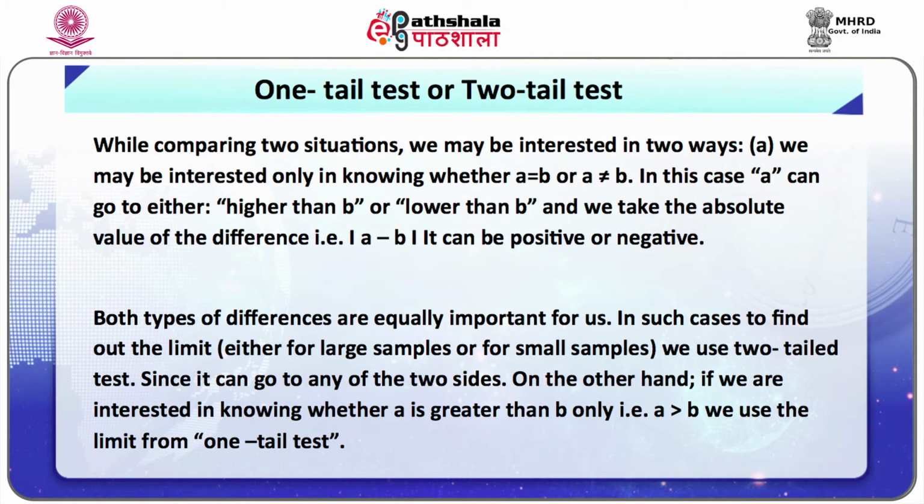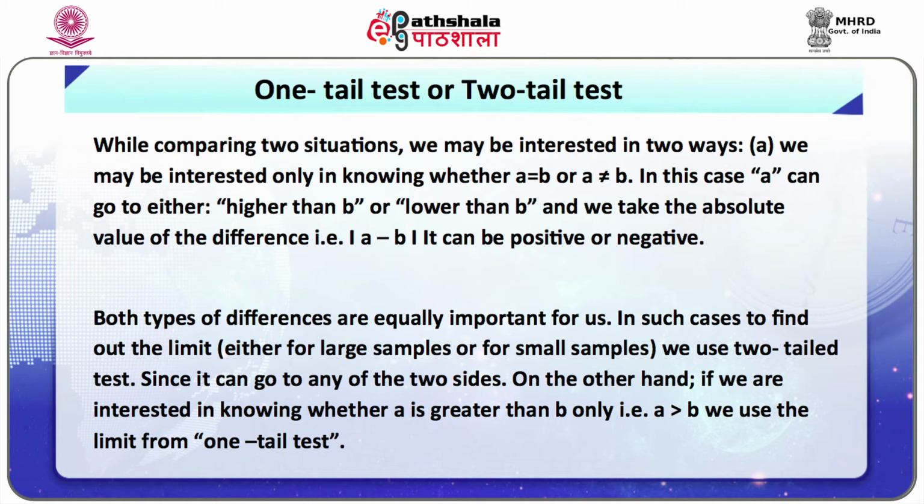While comparing two situations, we may be interested in two ways. Number one, we may be interested only in knowing whether A is equal to B or A is not equal to B. In this case, A can go either side, either higher than B or lower than B, and we take the absolute value of the difference A minus B. It can be positive or negative. Both types of differences are equally important for us. In such cases, we find out the limit either for large samples or for small samples. We use two-tailed test, since it can go to either side.